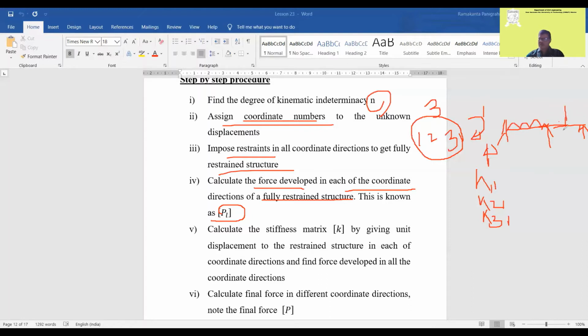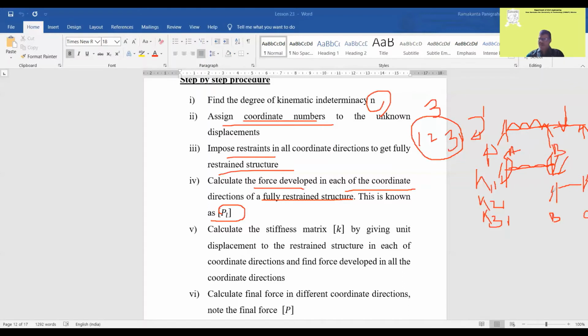So what I will do, I will fix this span. This rotation is restrained. Now this is the load. Due to the applied load, I will find the fixed end moments. These fixed end moments are the PL. I will find the fixed end moments for AB and BC. Right?